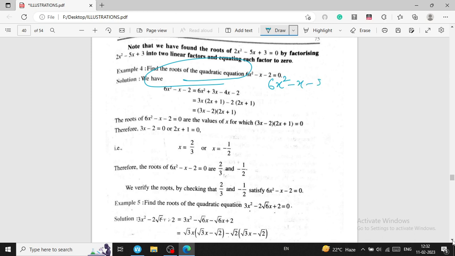6x square minus x minus 2. First of all, if we have been given a number with x square, that number should first be multiplied by the constant number given in the third place, that is the c place. That will be 6 times 2, which is 12. Take the factors: 2 times 6 is 12, 2 times 3 is 6, 3 times 1 is 3.